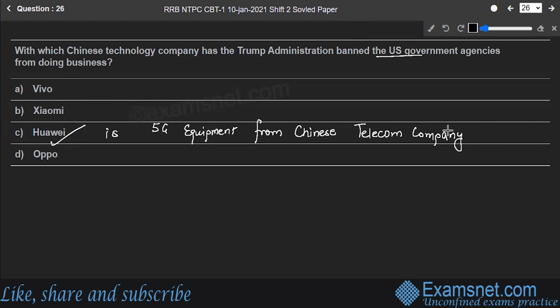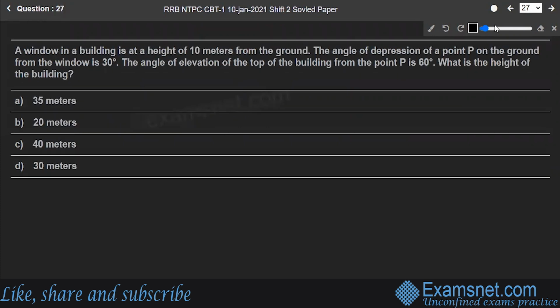So hope you got that. Sweden also has banned on security grounds the use of telecom equipment from China's Huawei and ZTE in its 5G network. UK has banned its companies from sourcing 5G equipment from the Chinese company Huawei as well. We have option C as the answer to the question. Next is question number 27.